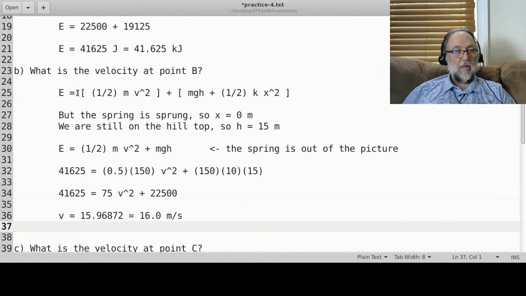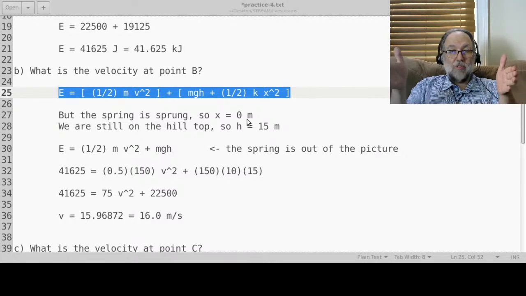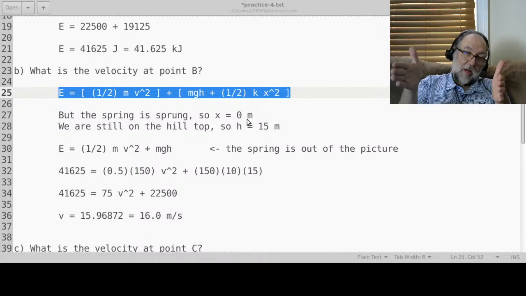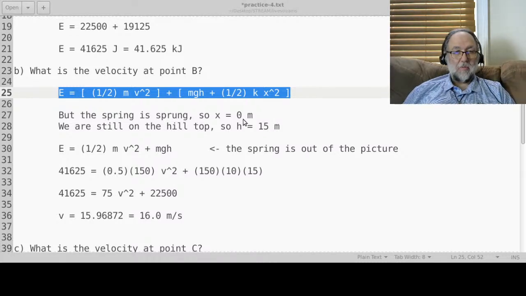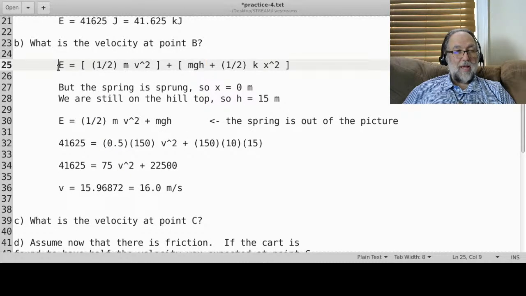And there we go. Okay, so I started with the same formula. You can think about that formula as being valid at every point, but like I said, the spring is now sprung, so x is equal to 0. Okay, so x is how much the spring is compressed. It was compressed 1.5 meters, but if it's sprung, it's sitting at equilibrium, so x is equal to 0. So when you put x equals 0 in this term here, it disappears, and all you're left with is the mgh term for potential energy. So this reduces to that.